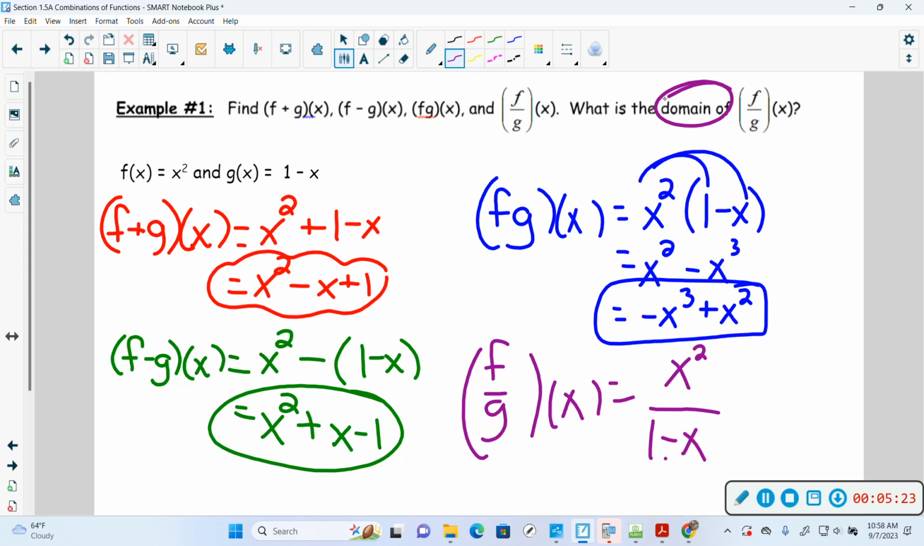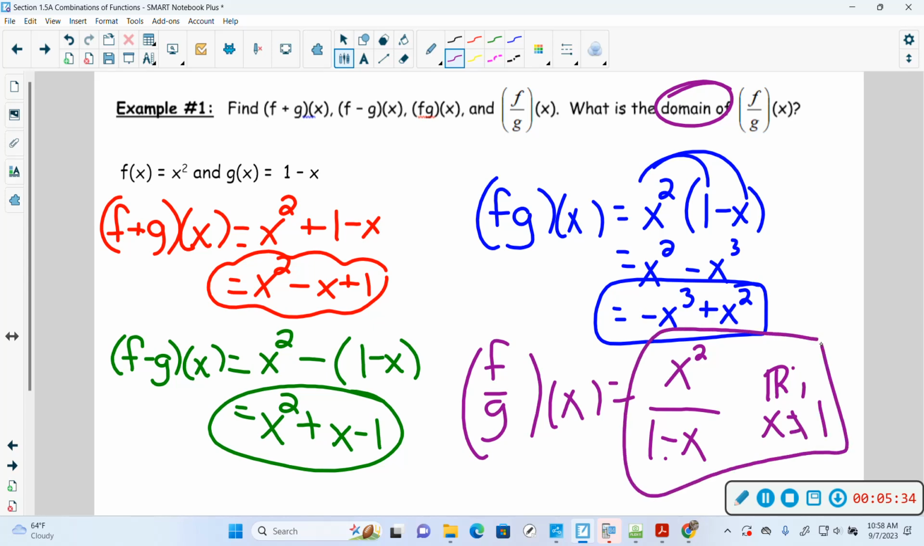Just to practice domain, of course. What's the one and only number you can't use? X can't equal 1, because that would zero out the denominator. So, quotient, just be careful on simplifying. Don't simplify if you cannot. You have to reduce out of everything in the fraction, and they're going to ask you for domain.